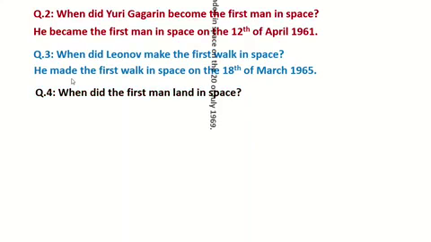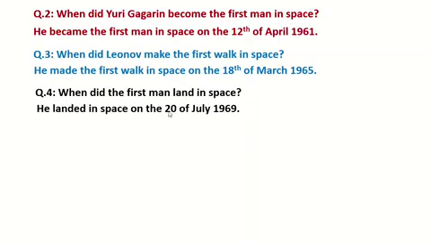Okay, now question number 4. When did the first man land in space? Did land. This is the verb. He landed in space on the 20th of July 1969. There should be a TH here, 20th. Please add it. Again, he landed in space on the 20th of July 1969.